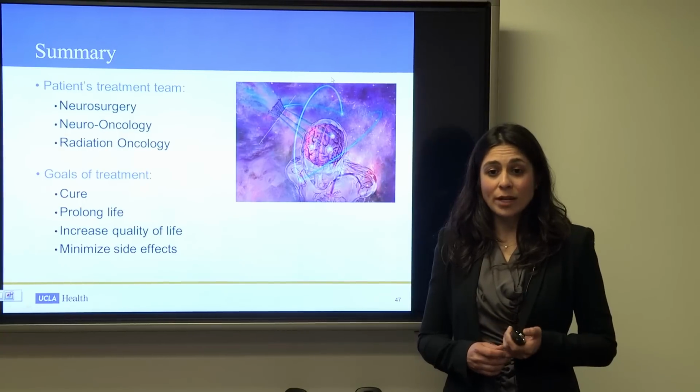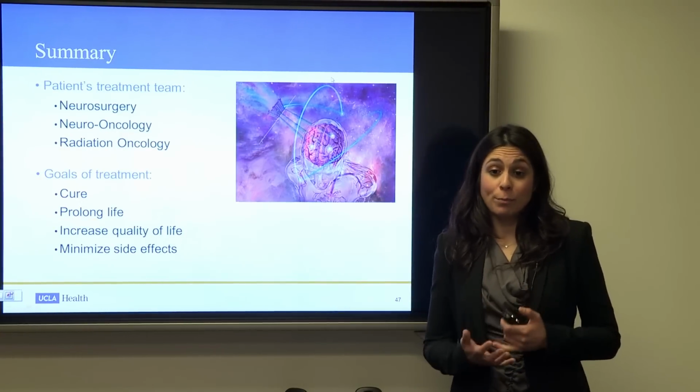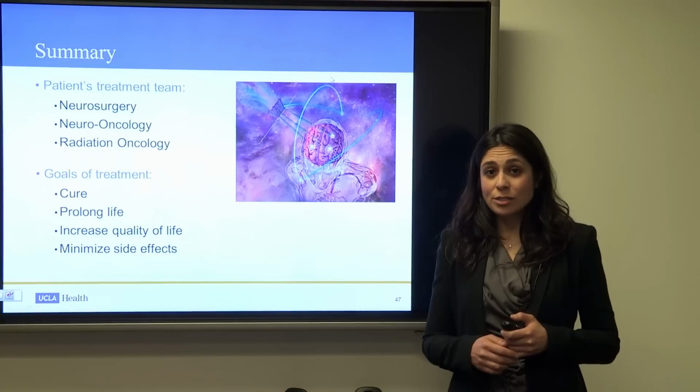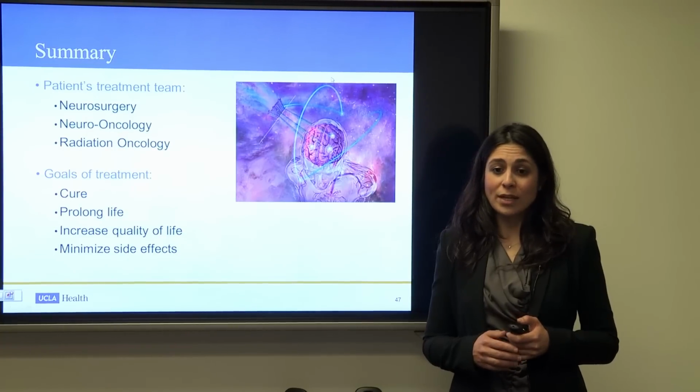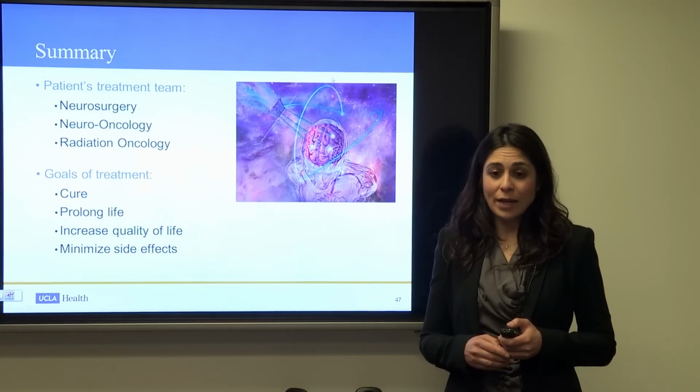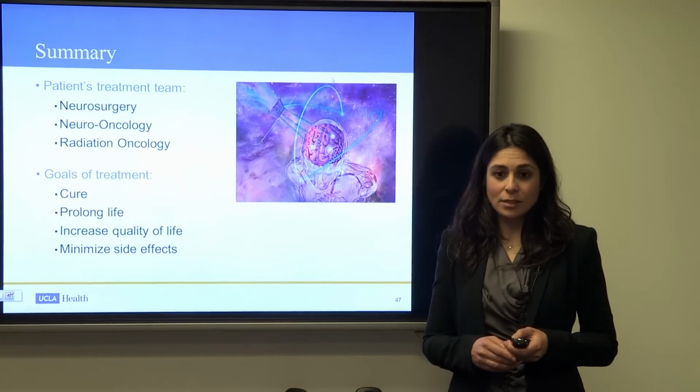So just to summarize, a patient's team for a brain tumor often consists of a neurosurgeon, a neuro-oncologist who's the chemotherapy specialist, and a radiation oncologist. And the goal of treatment is for cure, prolonging life, increasing the quality of life, and minimizing side effects.